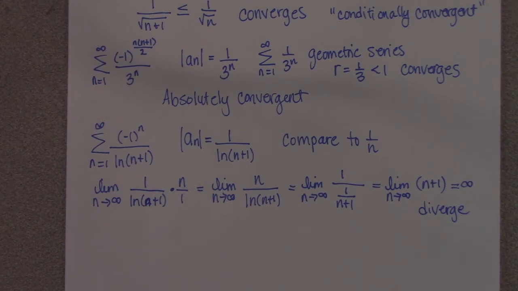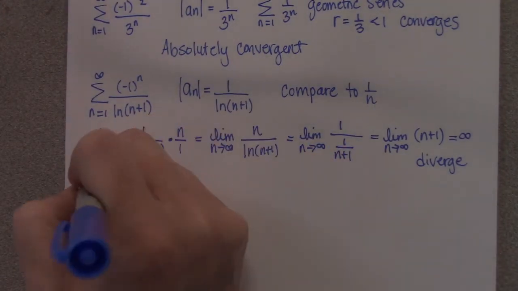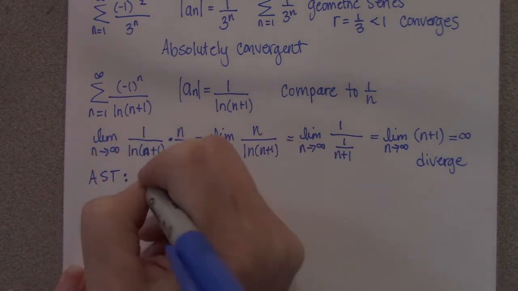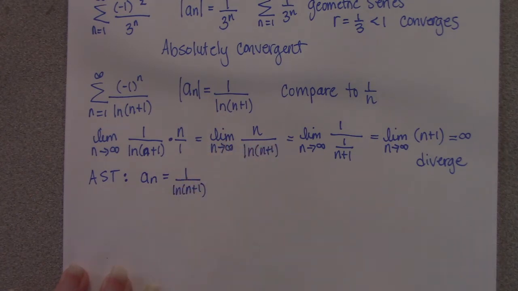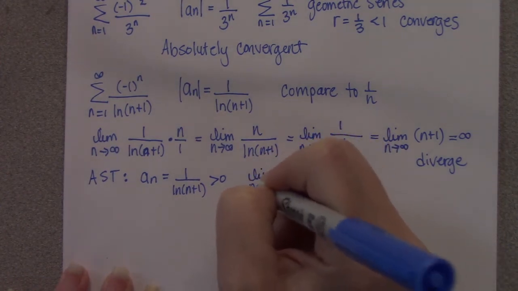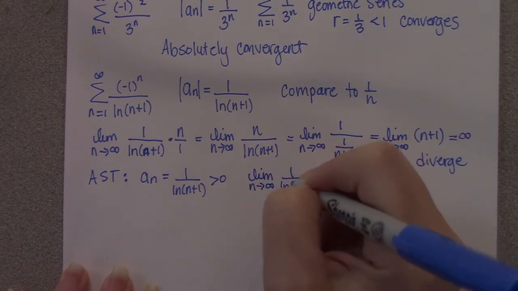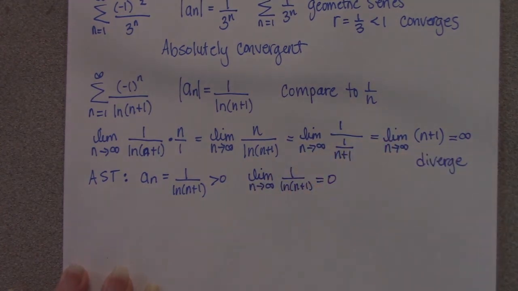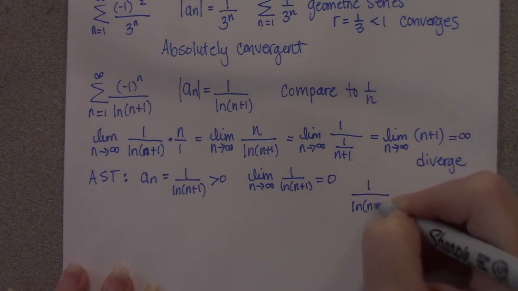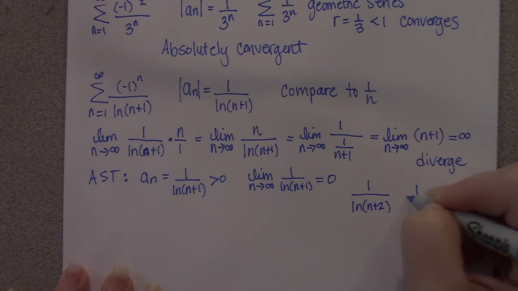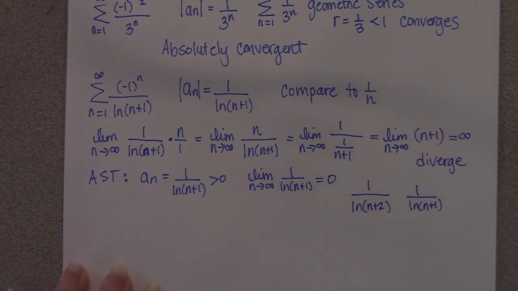So if we look at the alternating series test, well, our a sub n is 1 over ln of n plus 1. That's positive, so it passes the first test. Then the limit as n goes to infinity of that term goes to 0, so it passes that condition. Then we need to check, well, are the terms decreasing? So 1 over the natural log of n plus 2, how does that compare to 1 over the natural log of n plus 1?